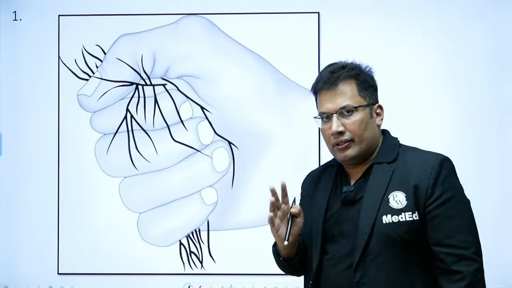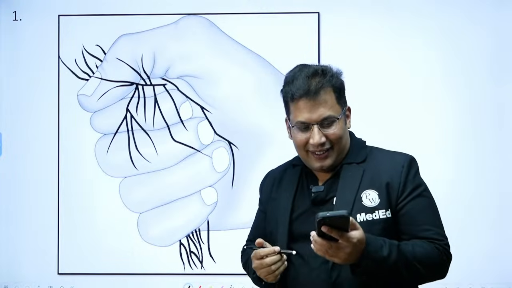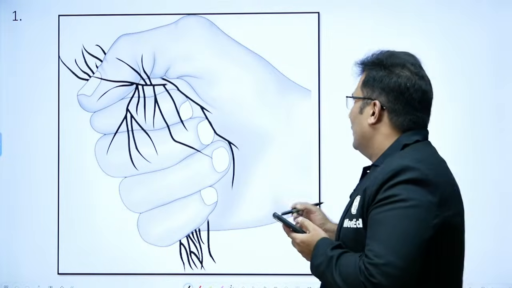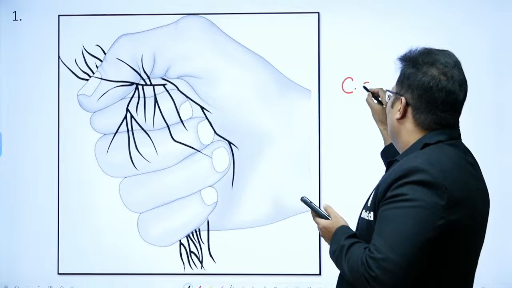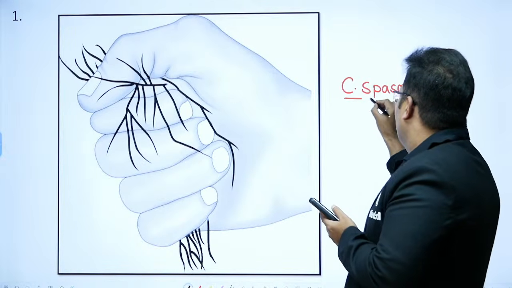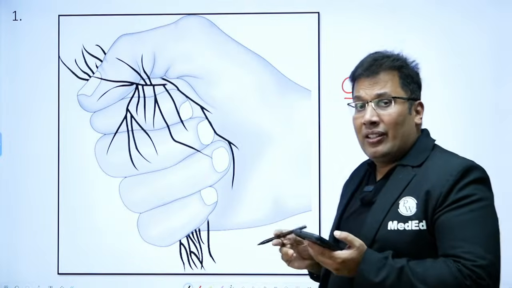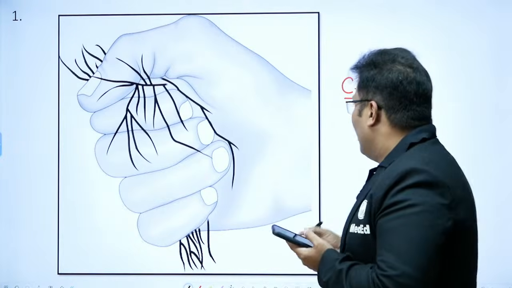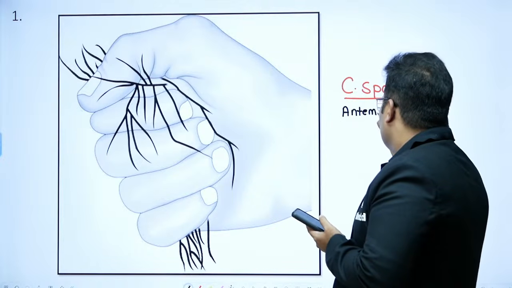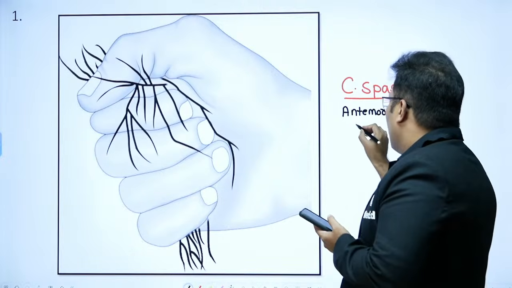Now you need to identify what this condition is, taken from a standard textbook. This is basically known as cadaveric spasm. We need to write a few points about cadaveric spasm. Cadaveric spasm is antemortem. Point number 1: it occurs in voluntary muscle.